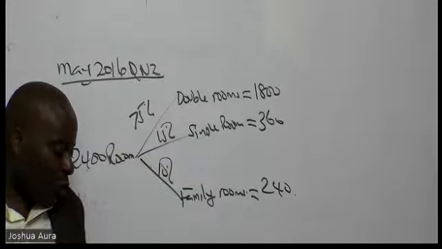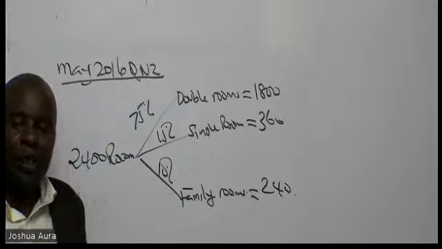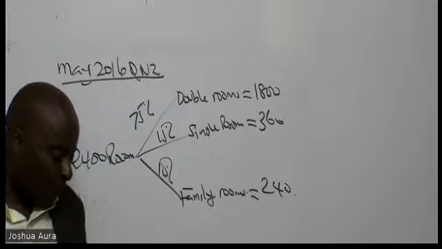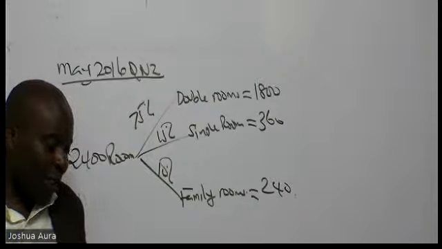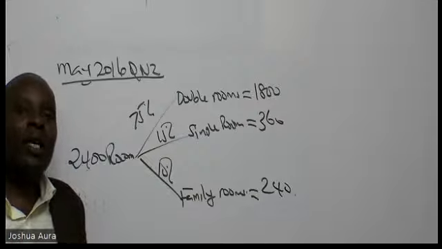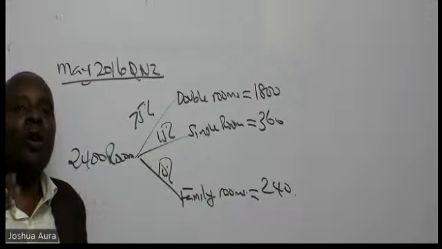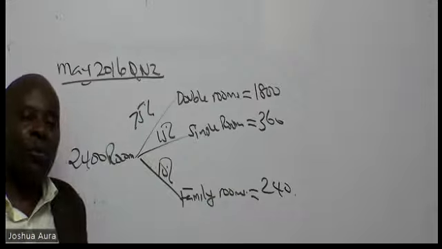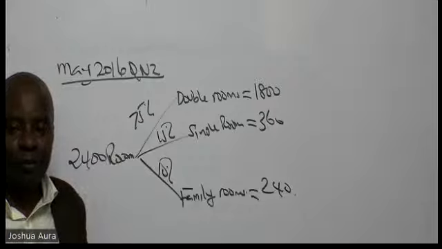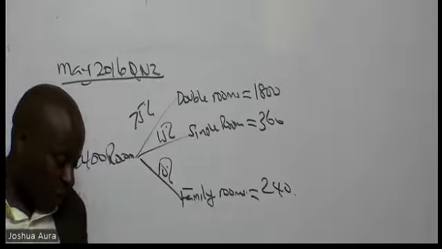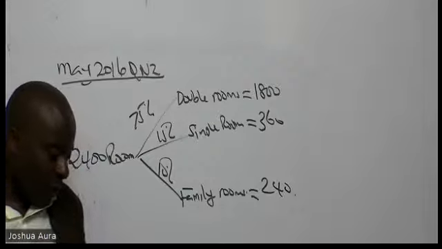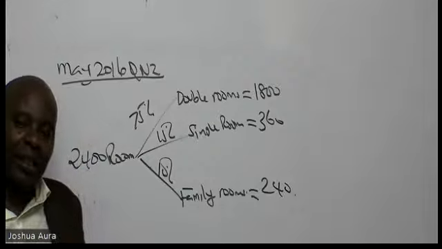Number of guests per room, double rooms, 2. Single rooms, you cannot sleep with somebody there. Single rooms, 1. Family rooms, 4 people. Note, when occupied, all rooms will contain the number of guests as above when occupied. So you can't come and tell us, you know what, I'm rich, I want a double room and sleep there alone. No, for us, if it is a double room, 2 of you must sleep there. Great. So you're told there, variable cost per guest per night, 1,000.